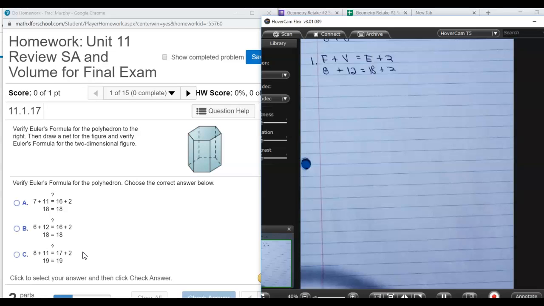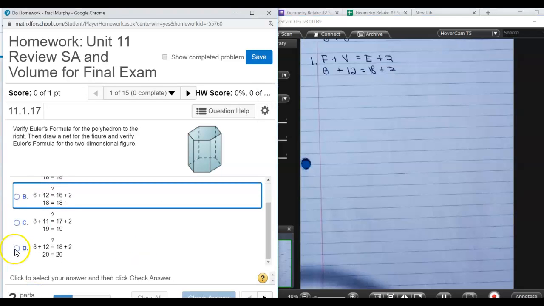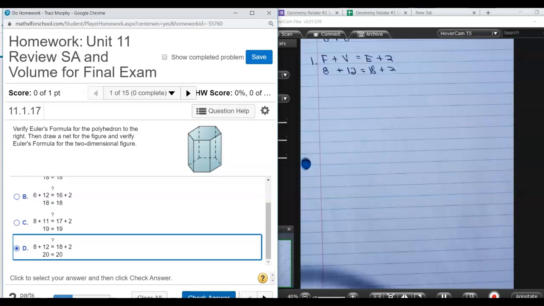So trying to find this formula that I see on here, I end up with 20 is equal to 20, which is, there we go. My answer at the bottom, it just wasn't quite there.